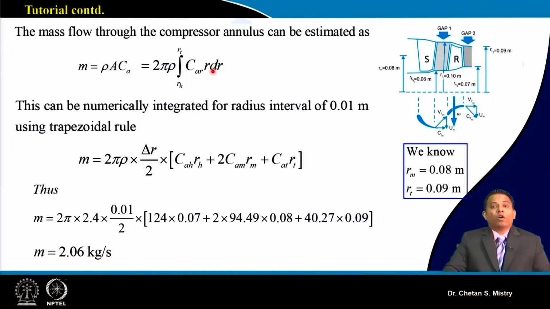Now, in order to solve such kind of equation, we need to go with some numerical technique, and as the hint that is given says, you need to use the numerical technique called the trapezoidal rule. Okay, so if you write the trapezoidal rule for that, the integral of CA into r dr we can write in the form of delta r by 2 into CA r at hub plus 2 times CA r at midsection plus CA r at the tip section.